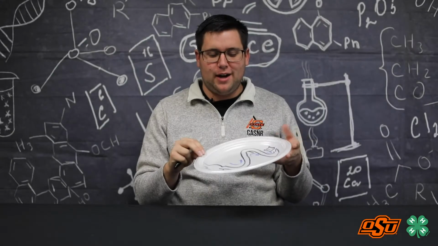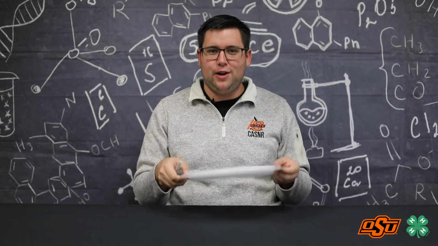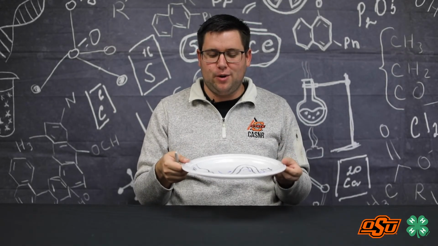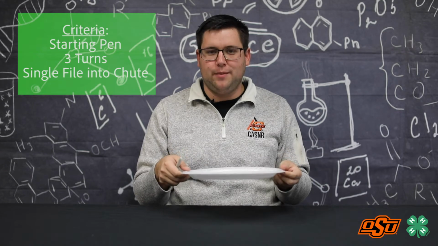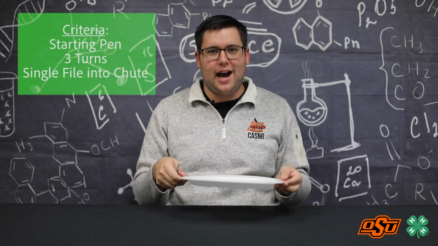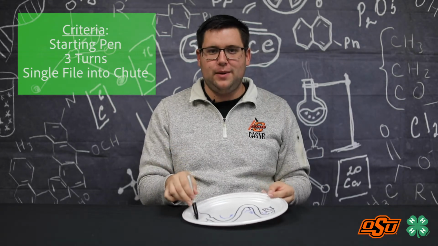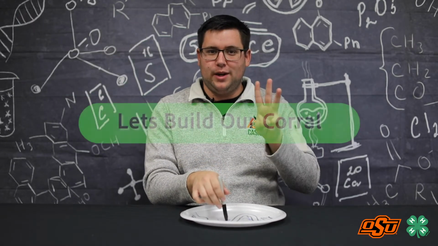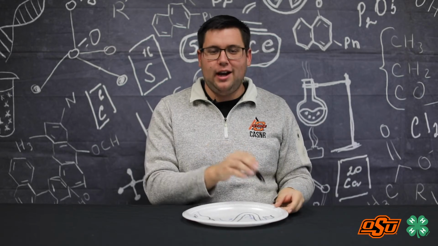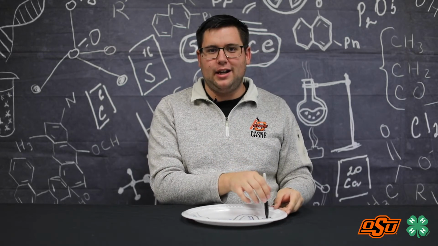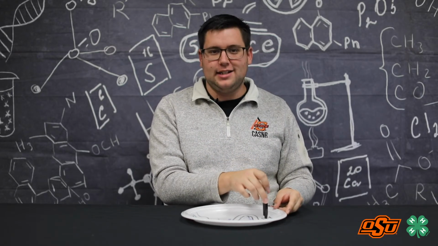So now we're going to build our corral system. If you would like, you can pause this video and build your own, or you can follow along with me. There are just 3 criteria that we have when building our corral system. It needs to have a starting pen, there needs to be at least 3 turns that the cattle have to go through, and then they must end up in a single file line that ends in the chute.